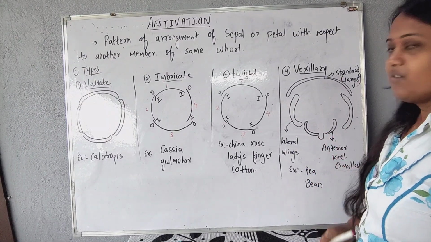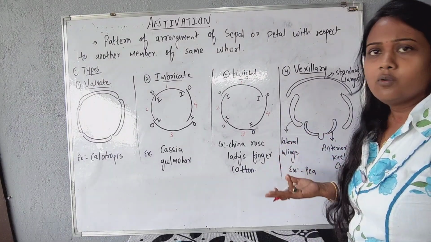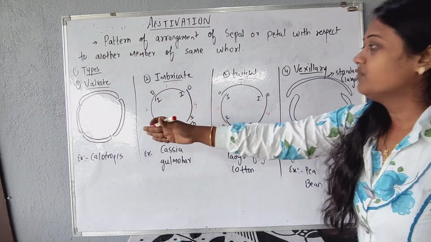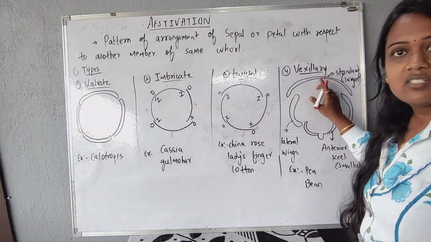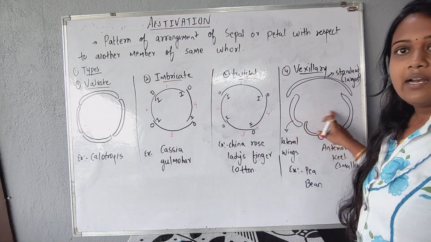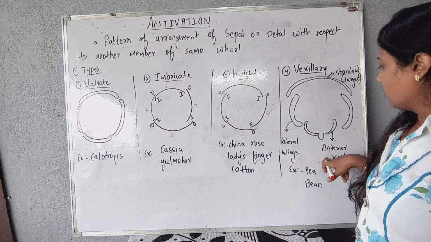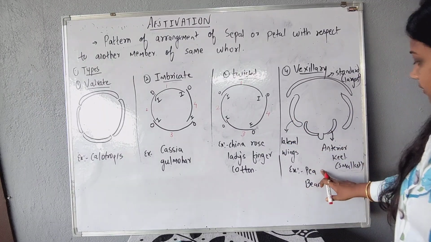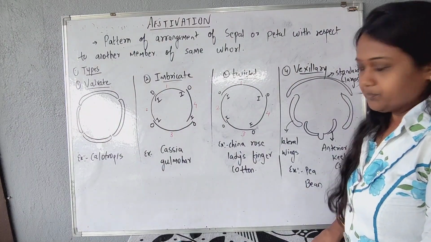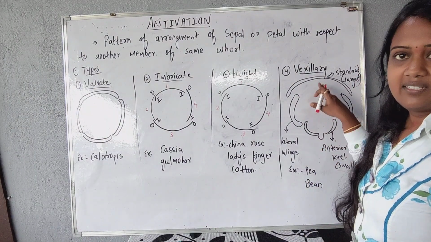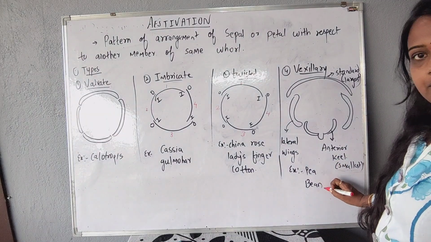This is vexillary aestivation, which is usually not a confusion point, because no other type is arranged in this manner. Posterior most is the largest one, the standard, overlapping the two lateral wings, and anterior most is the smallest one, called keel. Example: pea and beans. Usually the Papilionaceae family has this type of aestivation. Which one? Vexillary. See the example: pea and bean.